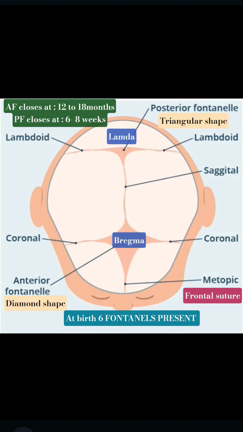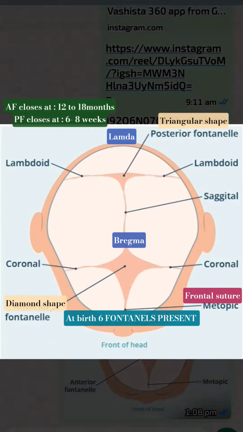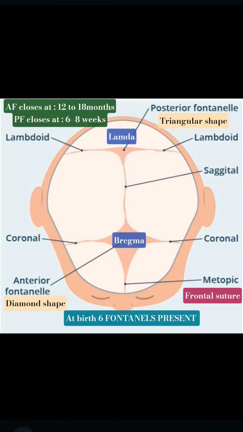This one is called the coronal suture, and this one is called the sagittal suture. So clearly I tell you now: this one is called the coronal suture, this line is called the sagittal suture, and this is called the metopic suture or frontal suture.